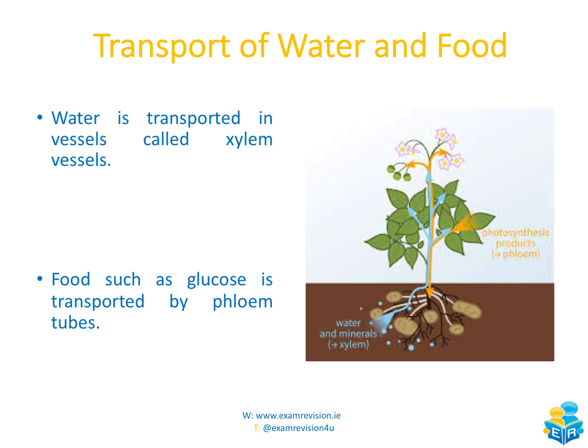So water is going to be transported in these vessels called xylem vessels, and food, such as the glucose which is produced as part of photosynthesis, is going to be transported by phloem tubes. Okay, so we have an F sound in food and we have an F sound in phloem. Okay, so water is going to be transported in xylem, food is going to be transported in phloem.